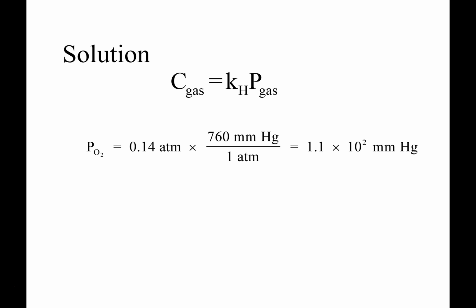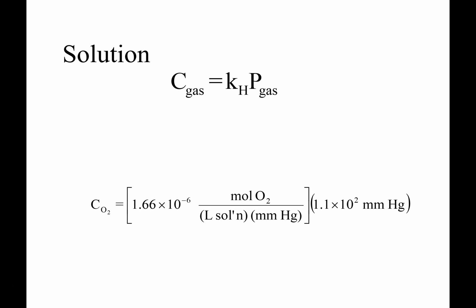So why did I have to do this step, do you think? Right. I had to make these two units of pressure agree. So I took my partial pressure of oxygen, 0.14 atmospheres, times 760 millimeters mercury over 1 atmosphere, round it to 2 sig figs. That means I'm dealing with a pressure of 1.1 times 10 to the second, which is the same thing as 110 millimeters of mercury.